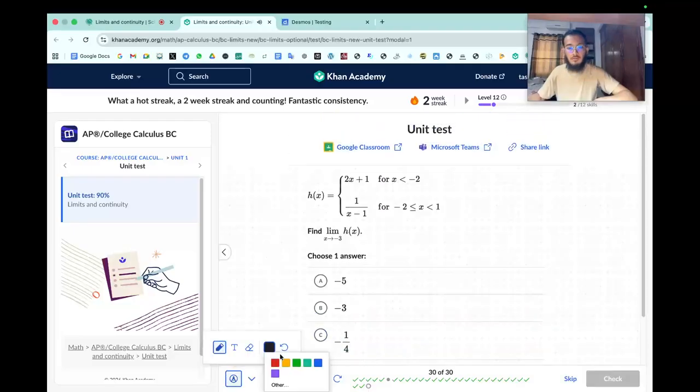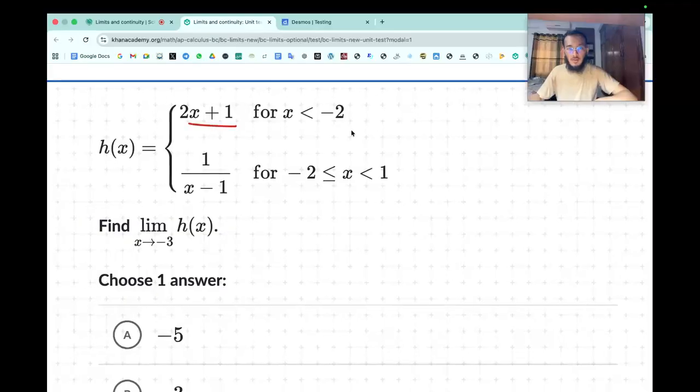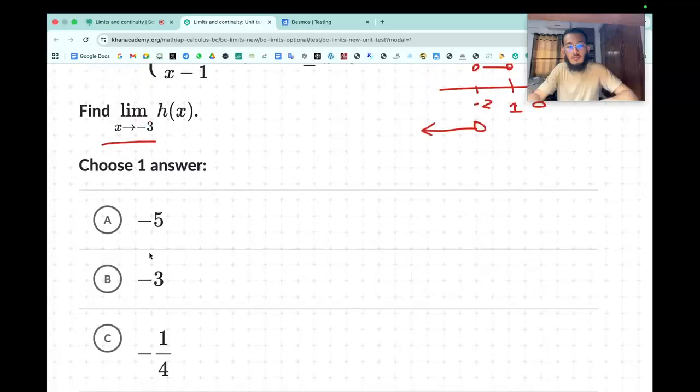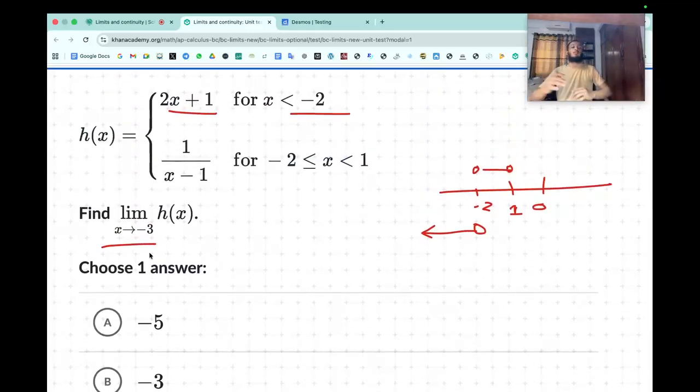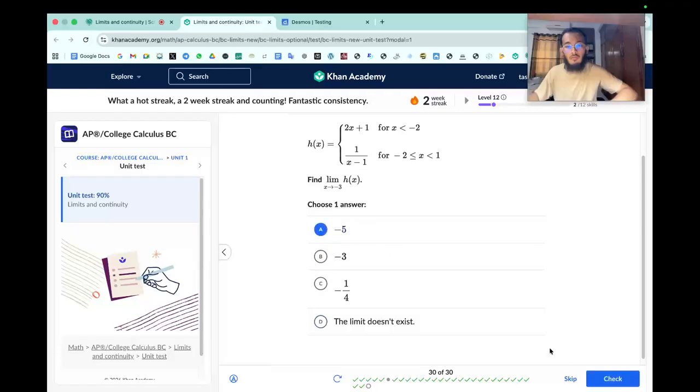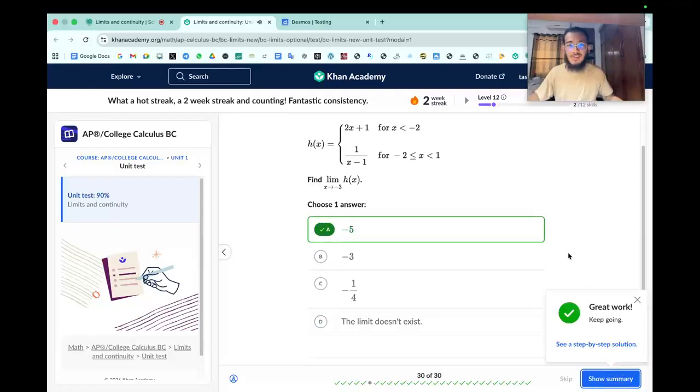Last question. h(x) equals this function for x less than -2, and between -2 and 1, this interval, it is this function. What is the limit of h(x) as x tends to -3? Where does it fall when we go to -3? This interval, so with this function. If you plug in -3 into 2 times x plus 1, we get -6 plus 1, which is -5. And that's it. That marks the end of this unit test.